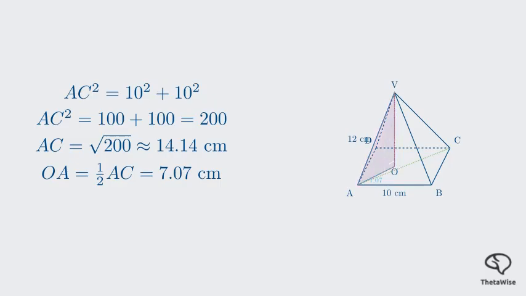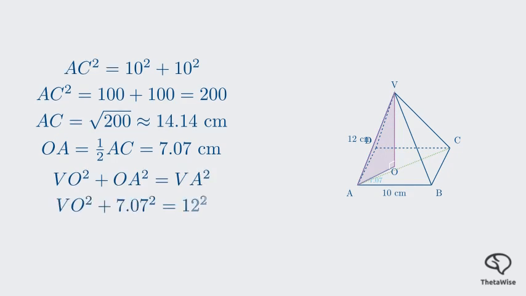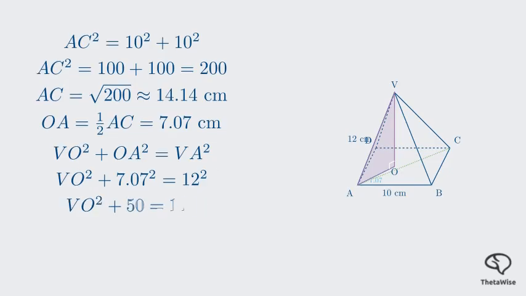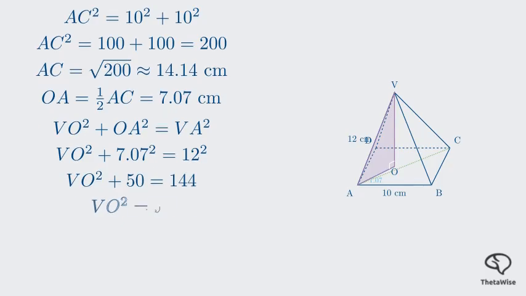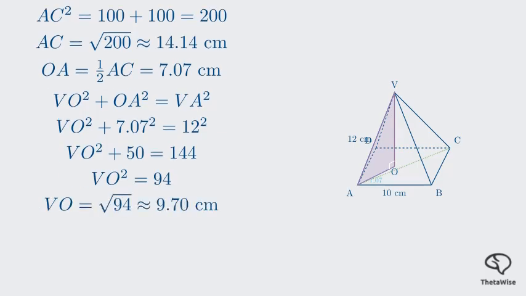Now, look at the internal triangle VOA. This is a right-angled triangle because VO is the vertical height. We use Pythagoras' theorem again, but this time we are solving for a shorter side, VO. Plugging in our values, VO squared plus 7.07 squared equals 12 squared. This simplifies to VO squared plus 50 equals 144. So, VO squared is 94. Finally, VO is the square root of 94, which is approximately 9.70 centimeters. The height of the pyramid is 9.70 centimeters. Notice how we always look for that flat triangle sitting inside the 3D space.